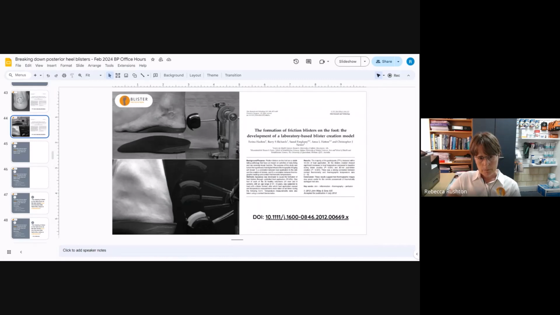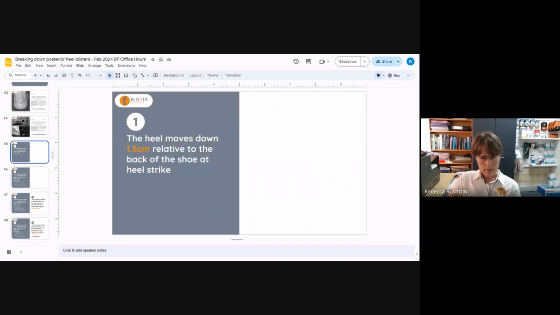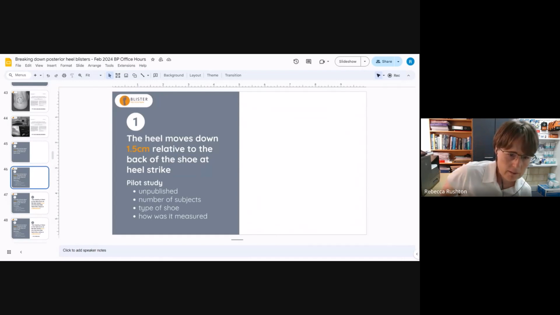And the point I want to make here is that they discuss two things in this paper, and these weren't the findings of the paper, but they were just two things that were mentioned in the discussion of the topic. And one was that the heel moves down relative to the back of the shoe at heel strike by a whopping 1.5 centimeters. Now, that is a lot. That is more than I would have ever thought. And I think most podiatrists would think that that is a lot. And I hazard to say that as podiatrists, we aim to make that as little as possible. We want it to be zero. Now, 1.5 centimeters is maybe not to be taken as gospel.